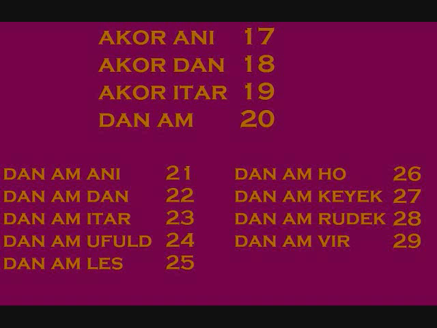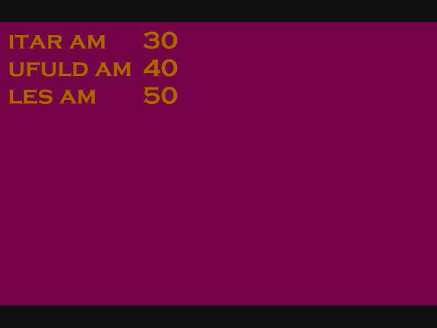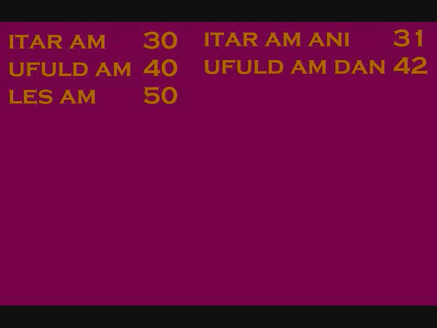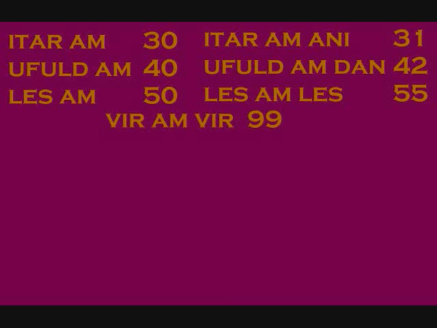Numbers involving 30, 40, 50, and etc. work the same way. So 30 is itar am, 40 is ufuld am, 50 is les am, and so on. 31 is itar am ani, 42 is ufuld am dan, 55 is les am les, and so on. This continues until vir am vir, 99.